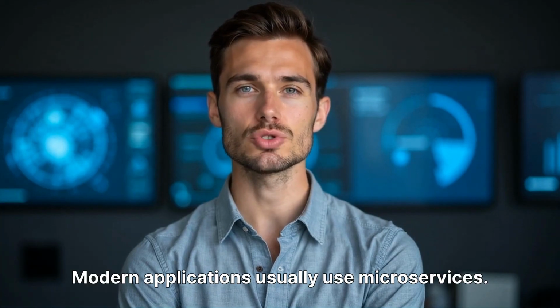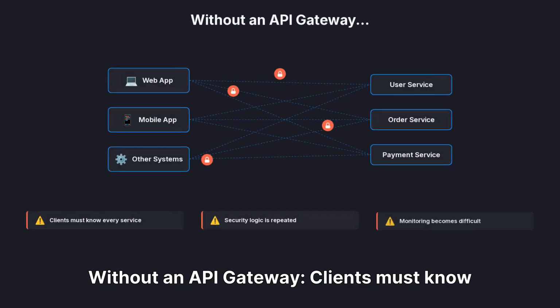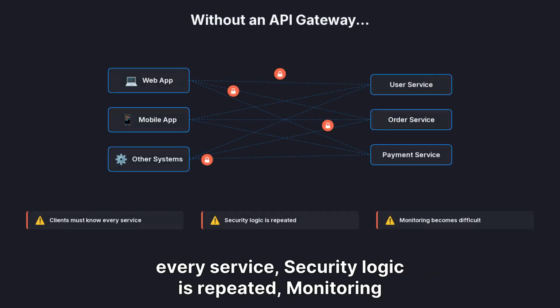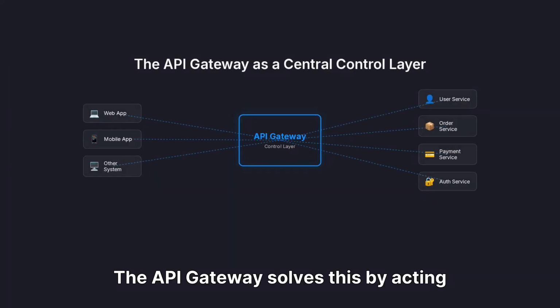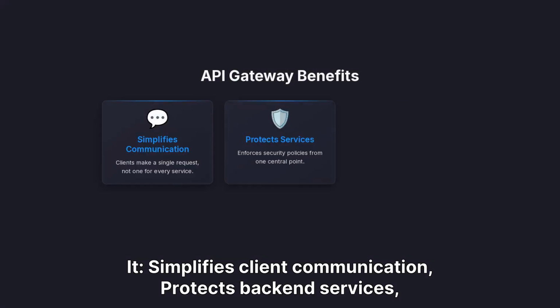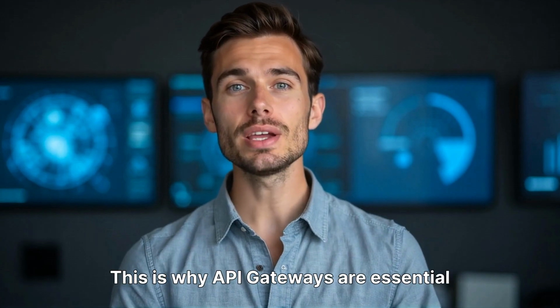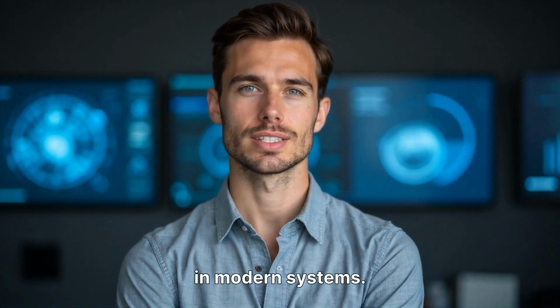Modern applications usually use microservices. This means many small services, each with its own API. Without an API gateway, clients must know every service. Security logic is repeated, monitoring becomes difficult. The API gateway solves this by acting as a central control layer. It simplifies client communication, protects backend services, and improves scalability. This is why API gateways are essential in modern systems.